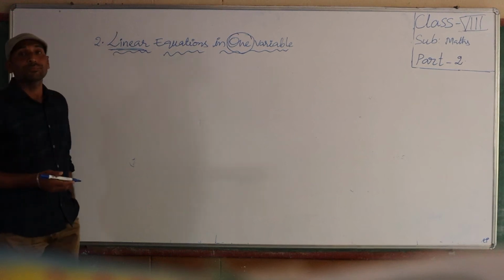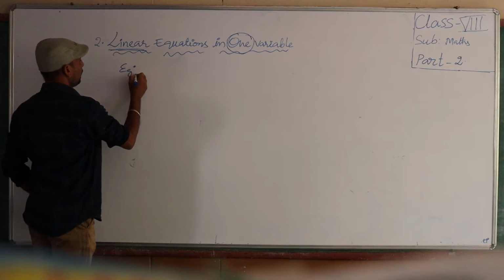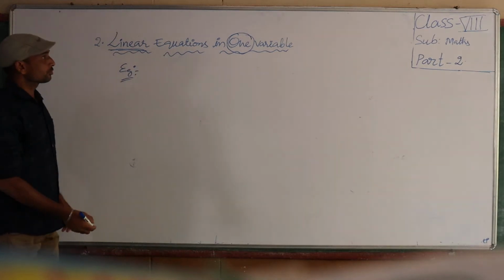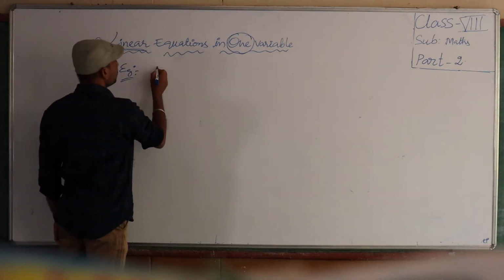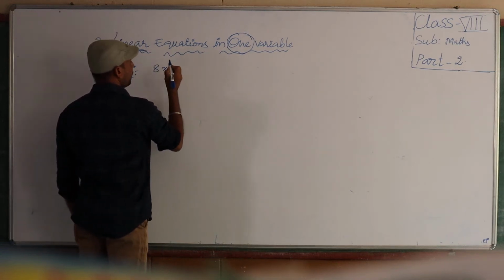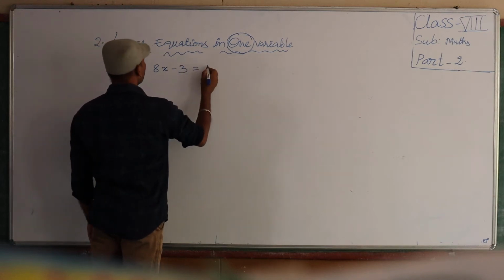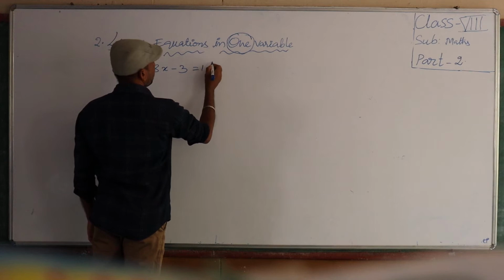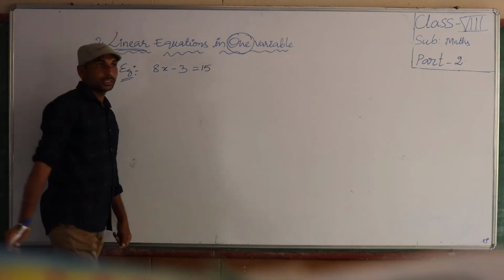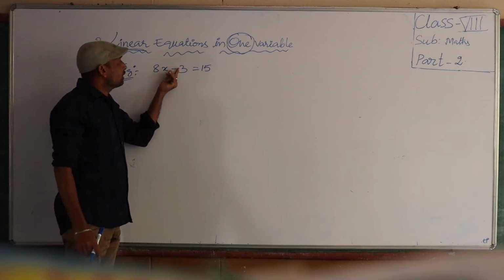Okay, next example, take the one with minus: 8x minus 3 is equal to 15. Right.